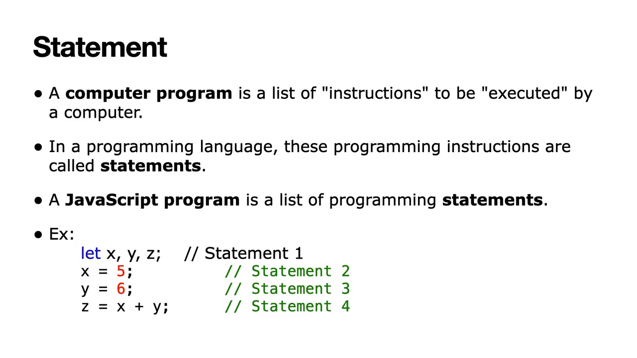A computer program is a list of instructions to be executed by a computer. So in a programming language, these programming instructions are called statements. A JavaScript program is a list of programming statements. So you can see here I have declared a few variables like x, y, z with the help of let. So x equals 5, y equals 6, and z equals x plus y. These individual lines are nothing but statements. So every line in a JavaScript program is nothing but a statement.